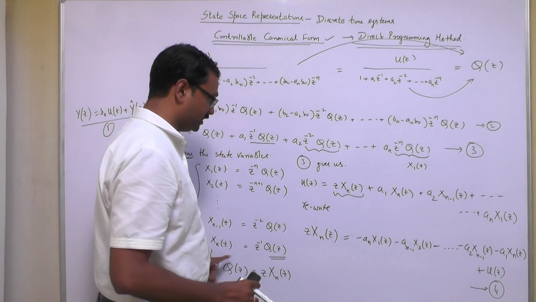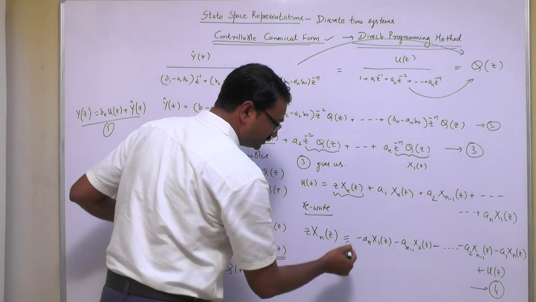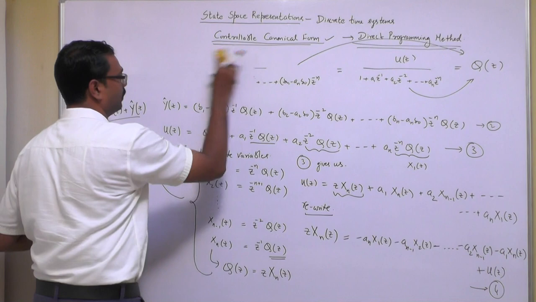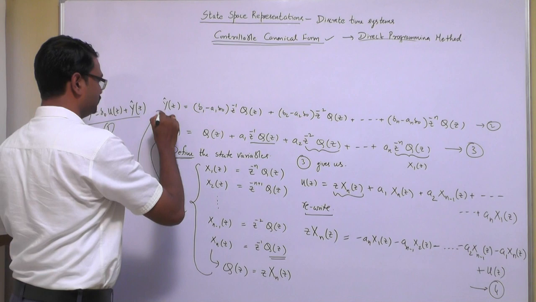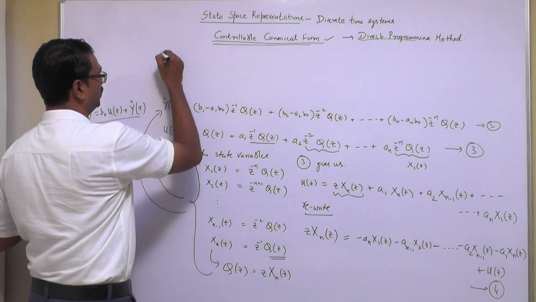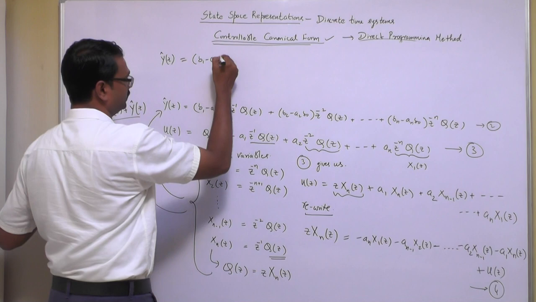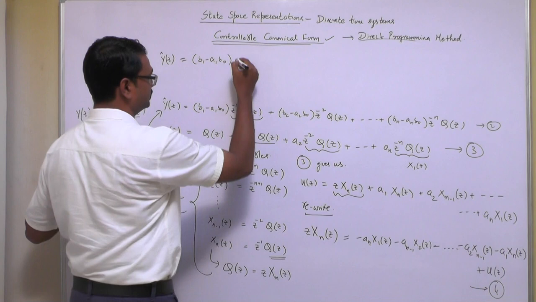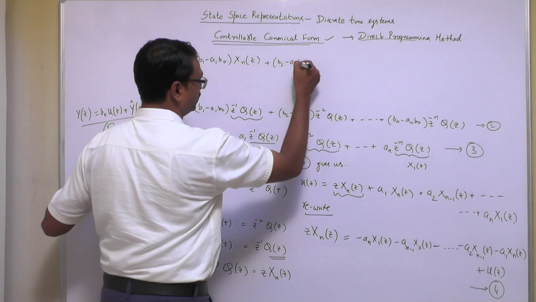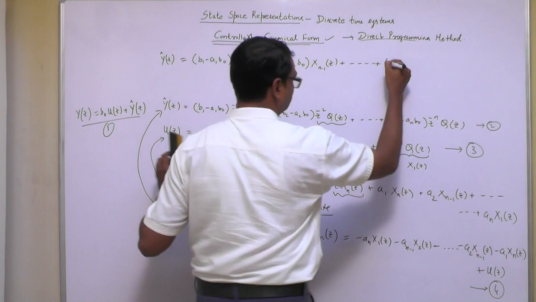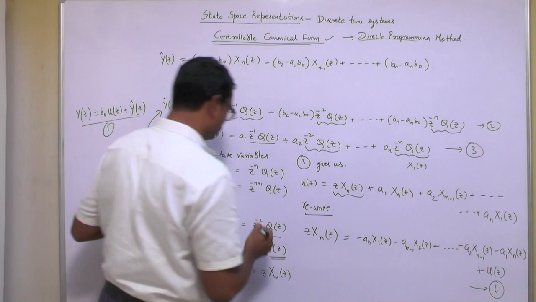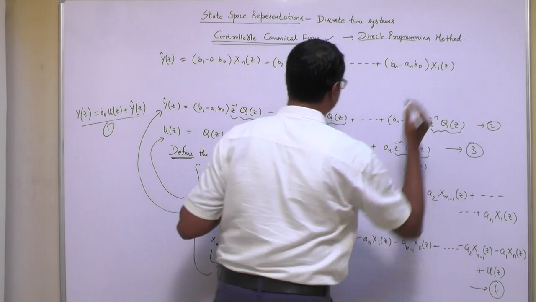Once you substitute and rewrite, you can have this equation 4. Once this equation 4 is obtained, we are bound to substitute this, defining the state variables in equation 2. Therefore, y cap of z is equal to b1 minus a1 b0, z inverse Q of z is Xn of z, plus b2 minus a2 b0, z power minus 2 Q of z is Xn minus 1 of z, plus so on, plus bn minus an b naught z inverse Q of z. Z inverse Q of z is X1 of z. That is the equation which we have obtained, and this is equation 5.